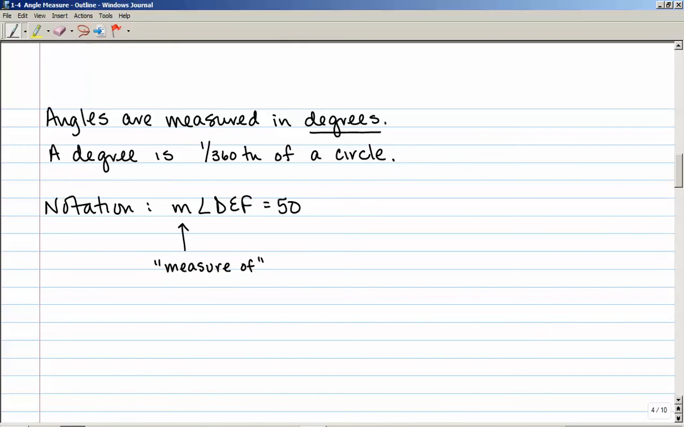The way we denote that in geometry is we put a lowercase printed m outside the angle and then name the angle. So this says the measure of angle DEF is equal to 50. For some reason we don't usually use the little degree symbol. I'll use it in my notes on the next page or two, but most of the time we just know that that means degrees. So the measure of angle DEF equals 50.